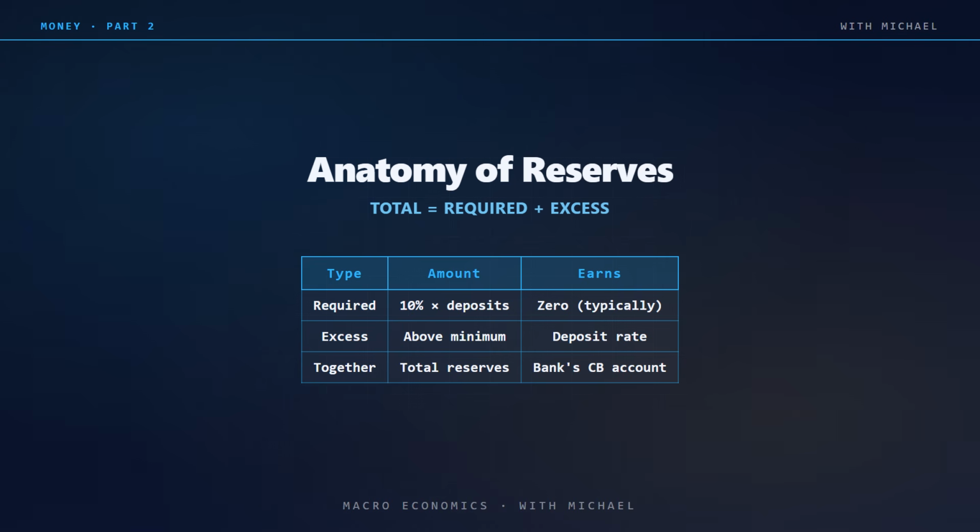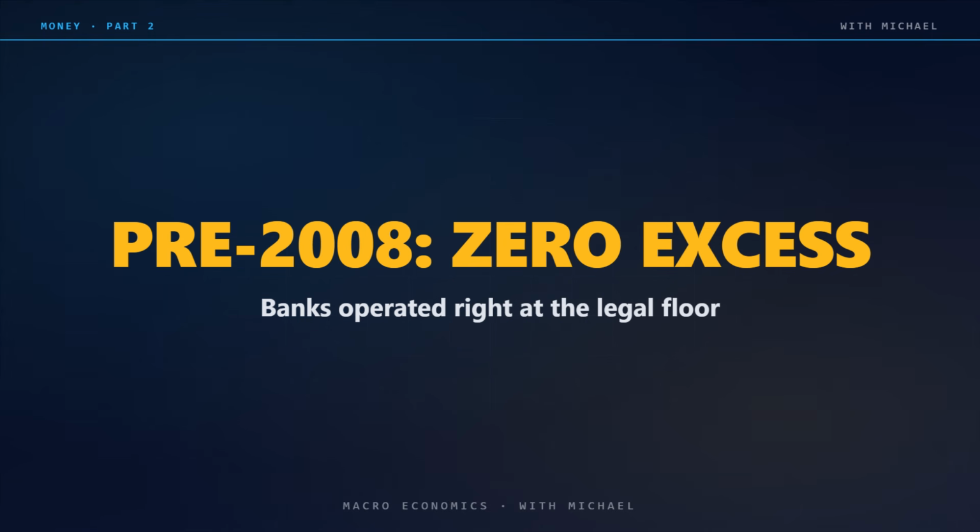Why would a profit-seeking bank ever hold excess reserves? In normal times, very little. Excess reserves earn nothing or almost nothing, while the same money lent out could earn the loan interest rate. So historically, excess reserves have been close to zero, and the bank operates right up against the legal minimum. But after 2008, the picture changed completely. Excess reserves in major economies went from tens of billions to trillions, almost overnight. Understanding why is central to understanding modern monetary policy.